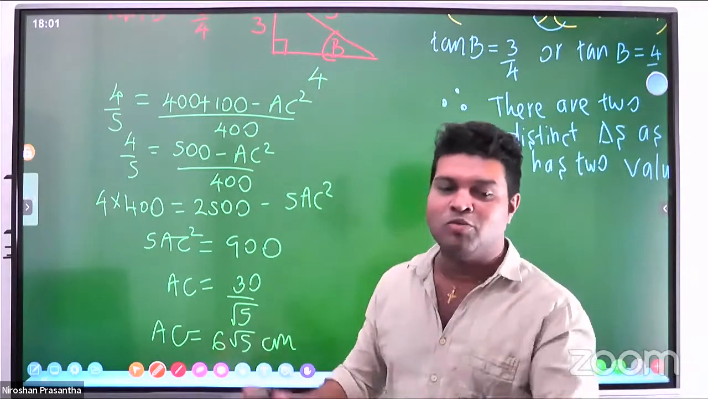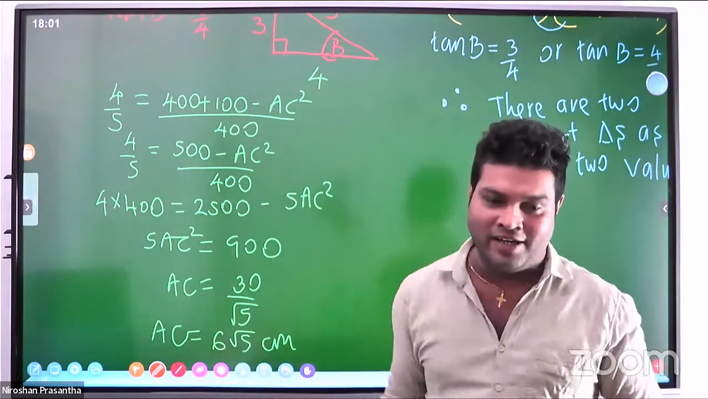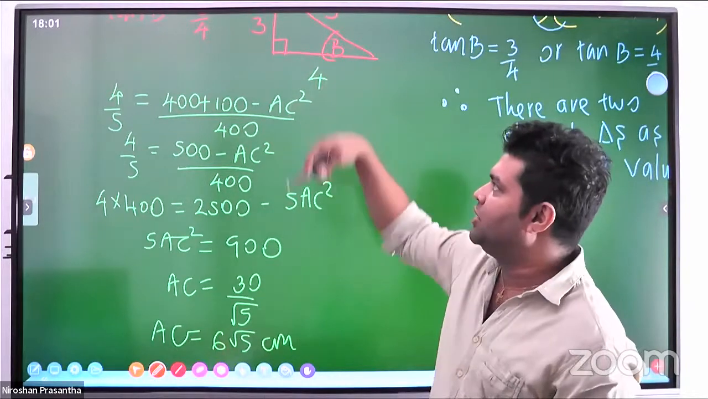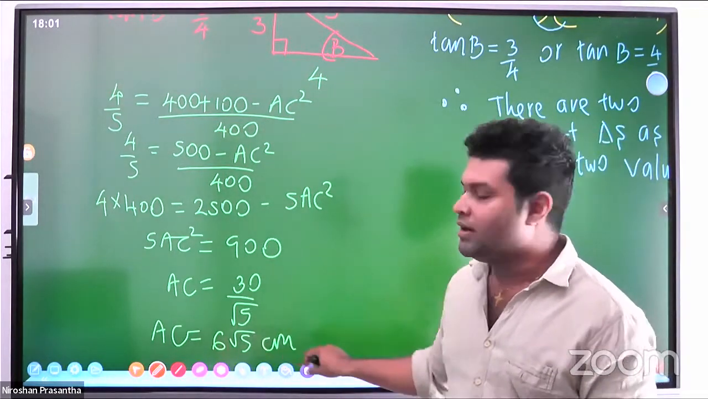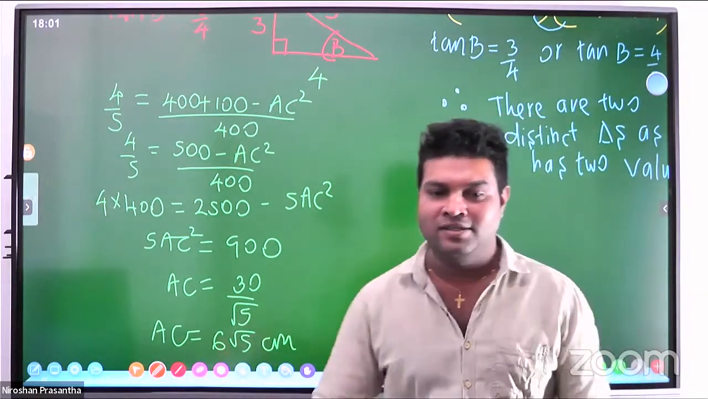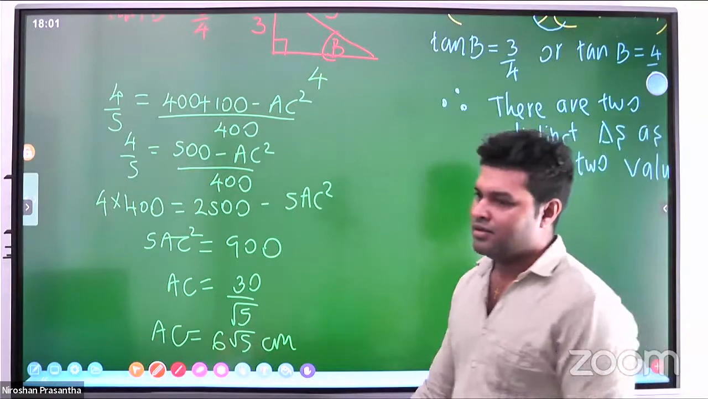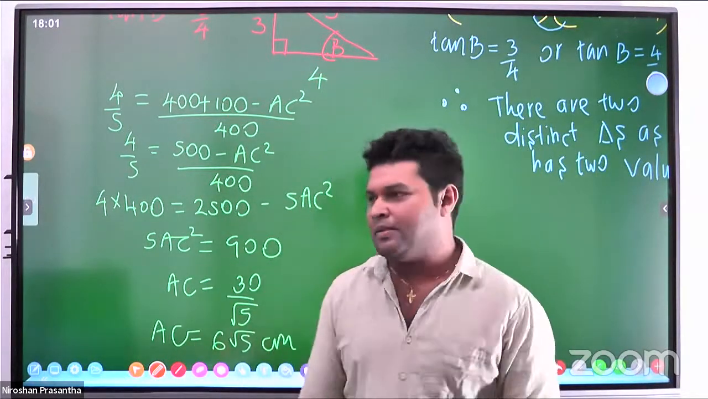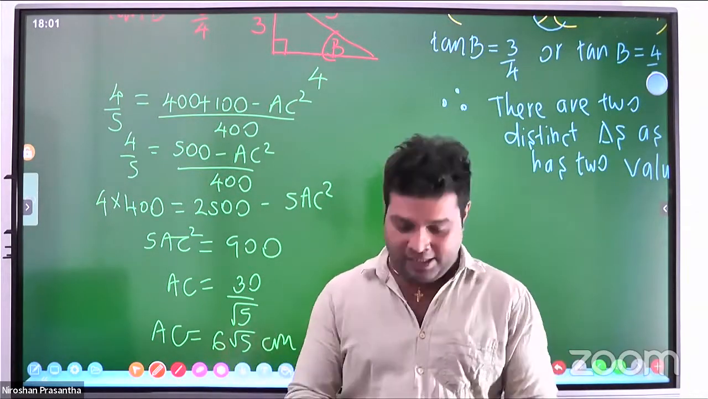Now the same thing should happen when tan B is equal to the reciprocal of that. Now 4 over 3. We previously got 3 over 4. When tan B equals 4 over 3, there will be another particular value. You find it. If the papers are okay, then you can do it, right?